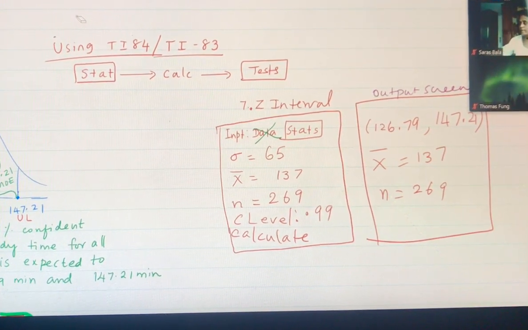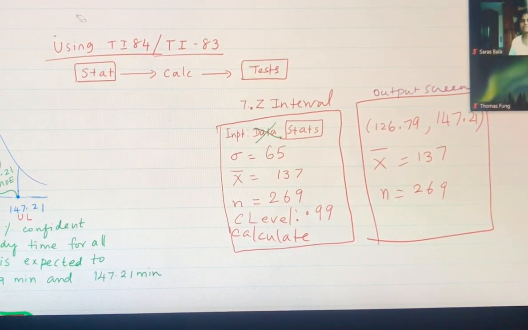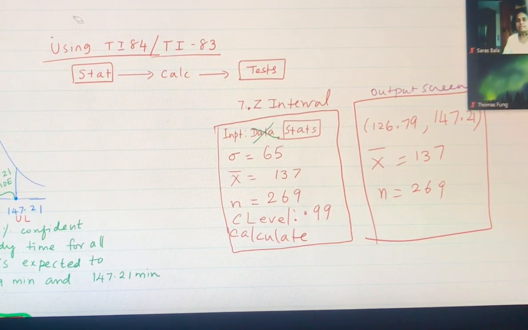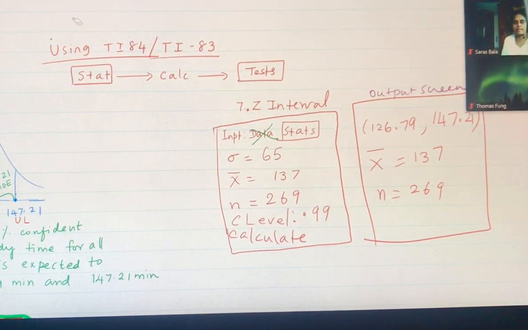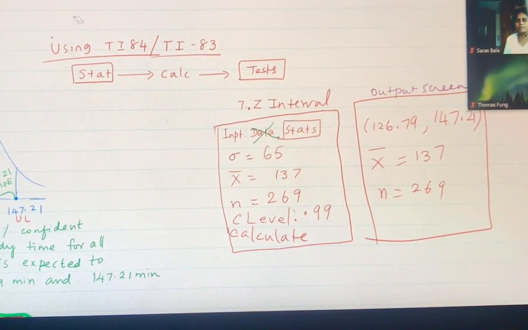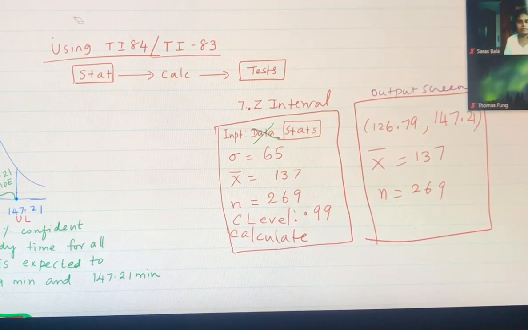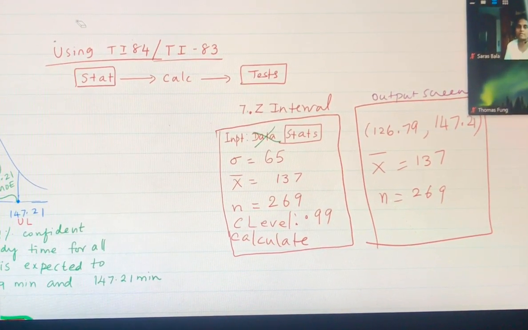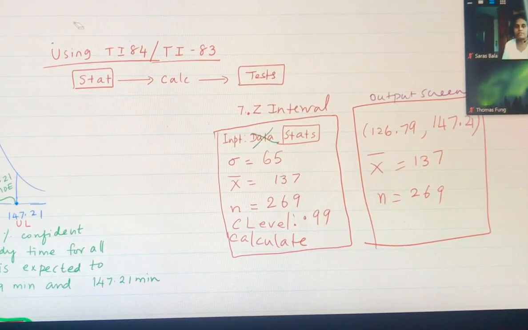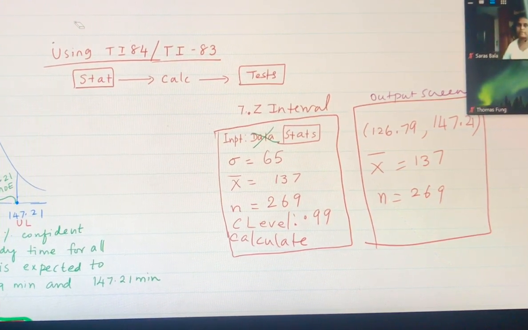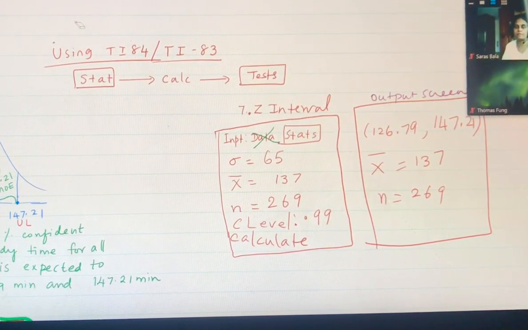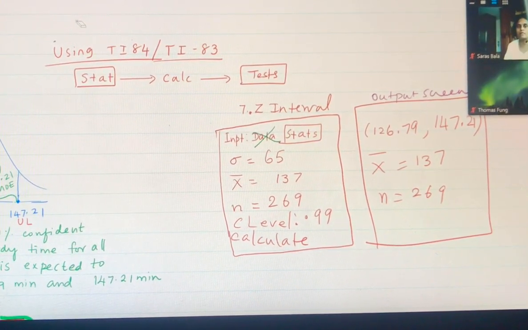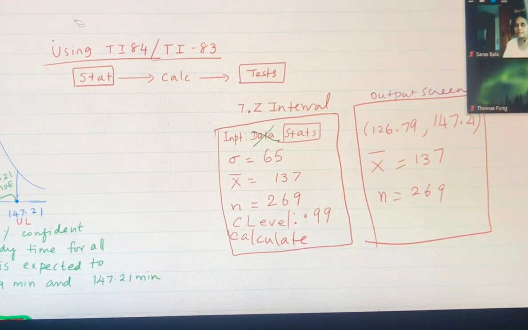So you will get the input screen with the two options, data and stats. I'm going to be choosing the stats option because I'm given all the numbers. I'm not given the data for 269 students, but I'm given the mean of the data, which is 137 minutes, right? If I'm given the real observations for 269 students, then I'll be choosing data, but the data is not given. I'm given only the mean of the sample of 269, which is 137.